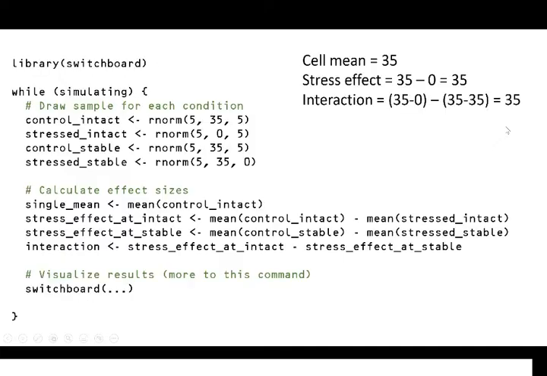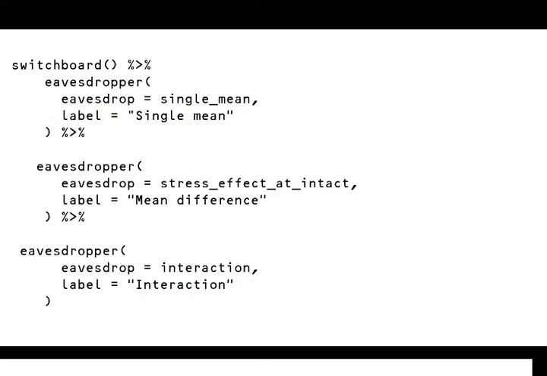Once we've simulated and calculated our effect sizes, we're going to use Switchboard to visualize this. And there's some more complexity to this, but this is just kind of pseudocode of what it does. One of the main things in Switchboard is this idea called an eavesdropper, where you just basically pass it a variable that you want to eavesdrop or visualize repeatedly with each draw of the simulation.